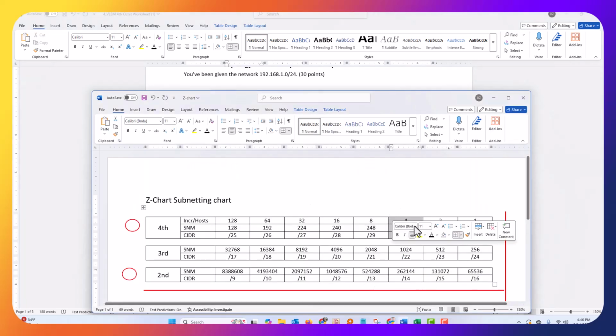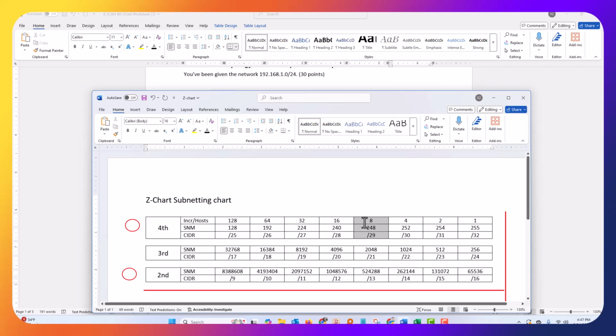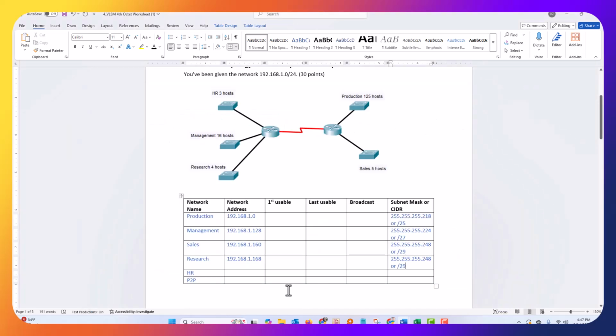All right, for research, I need 4 hosts. I can't get it out of this one because I can only get 2 hosts out of that. I could get it out of this, so that's the /29, or the 248 in the fourth octet. And that means I'm going to increment by 8 in the fourth octet. Is that right? Because I needed 4. Yeah, so 8 in the fourth octet. 192.168.1. What would that be? It would be 168, 176. Yeah, that's right.